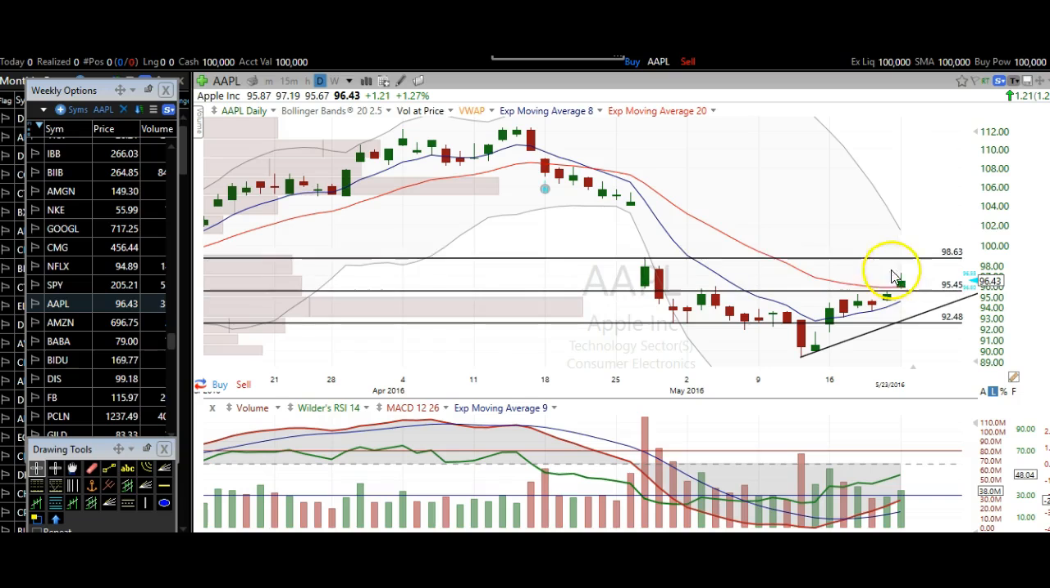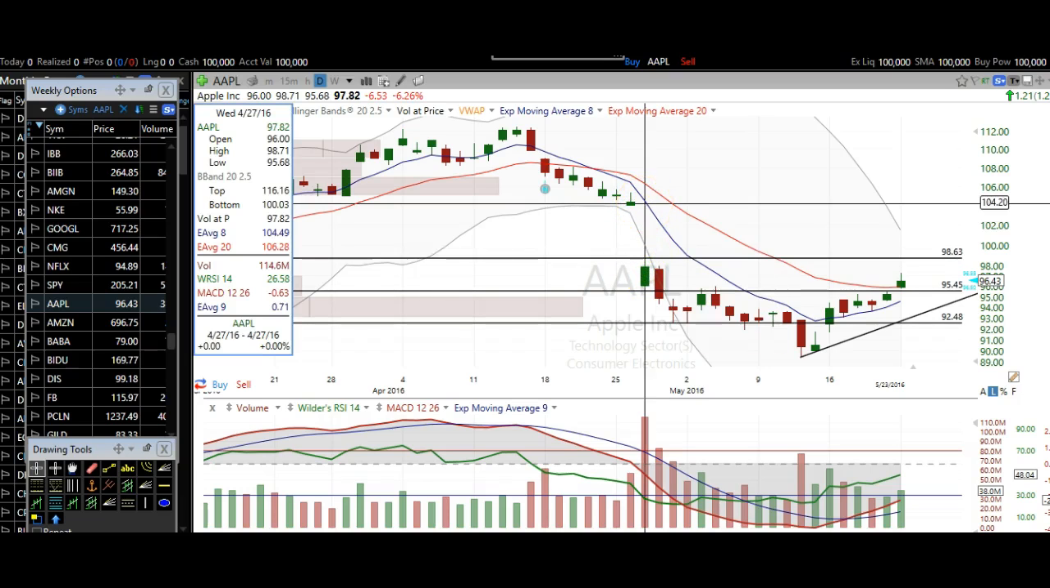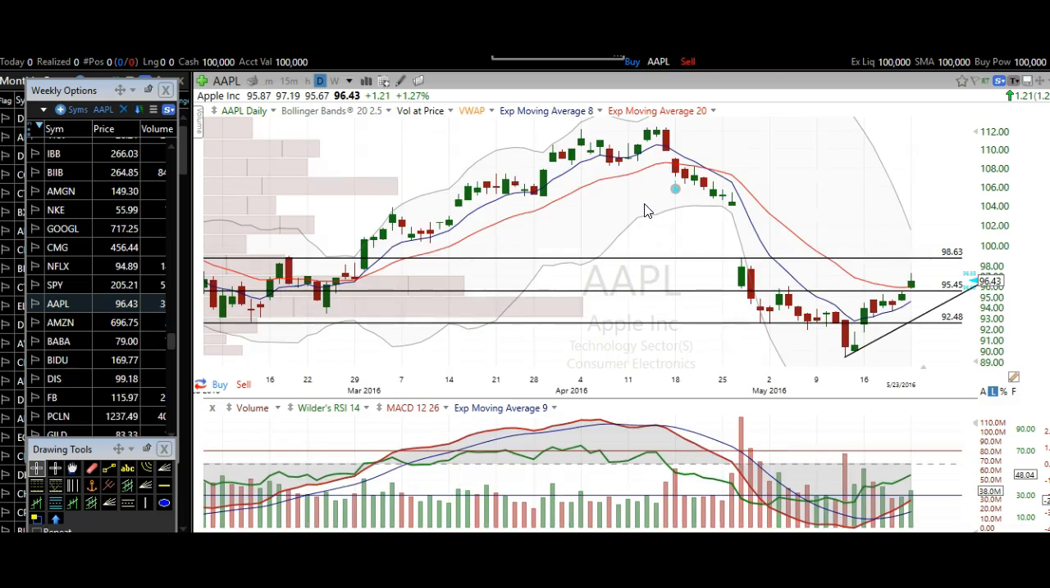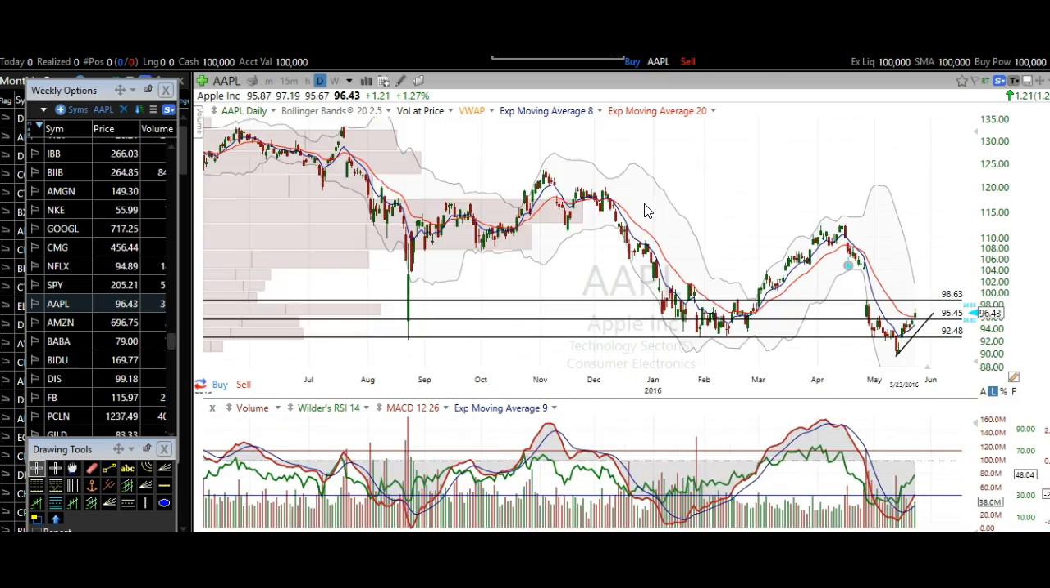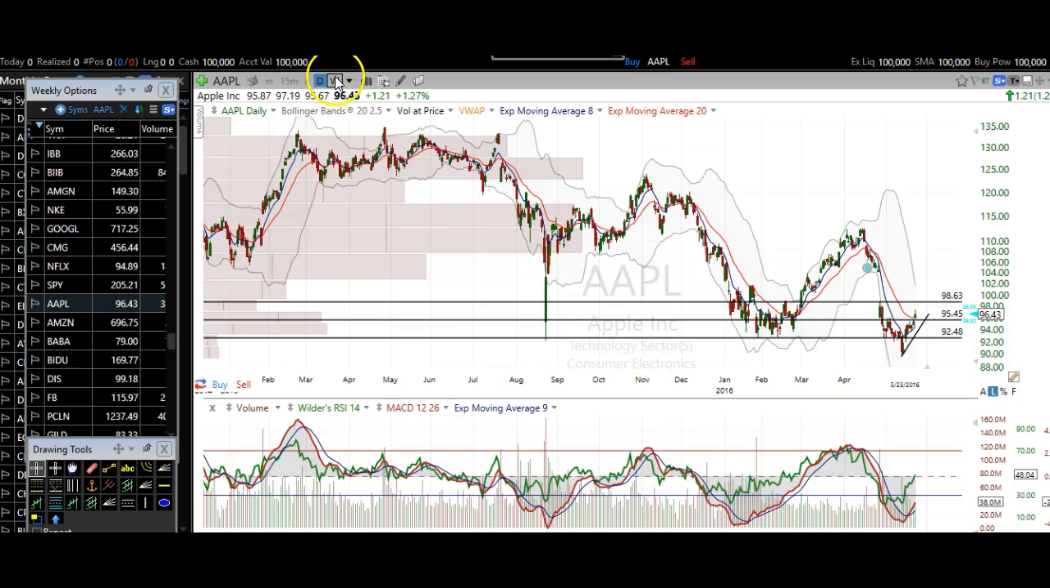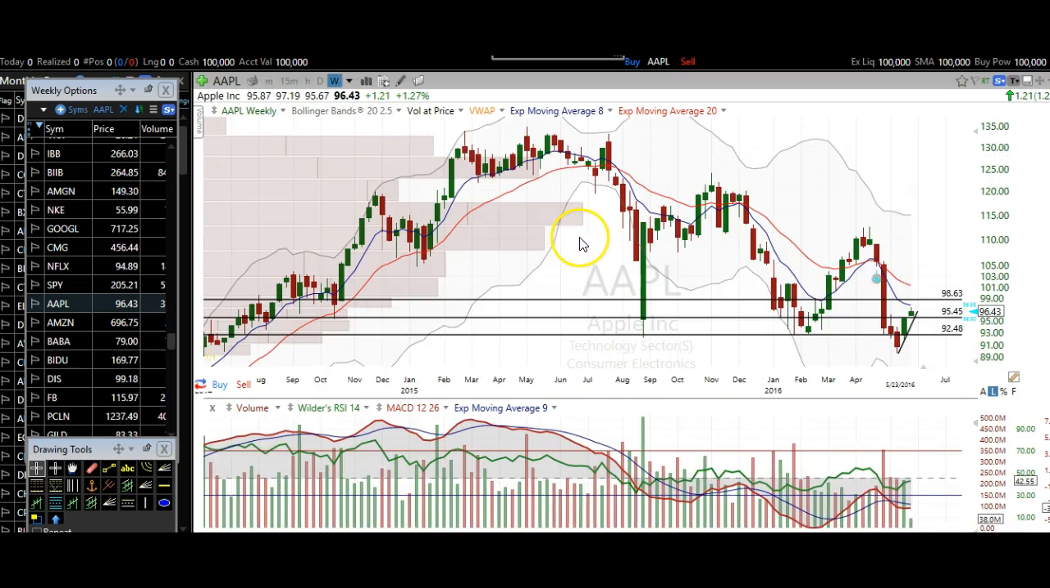Next resistance is going to be right around 98.60 or so from these highs. If we break these highs, next step is going to be that gap fill up here. Okay. Now remember, Apple is still in a downtrend. So overall, Apple is still in a downtrend.